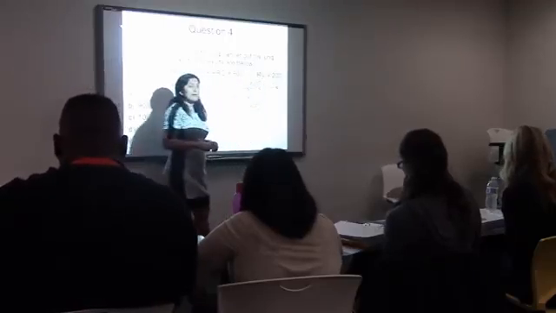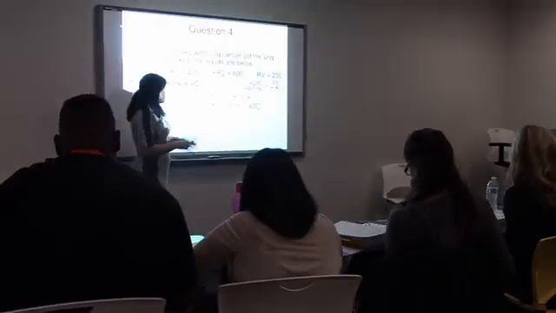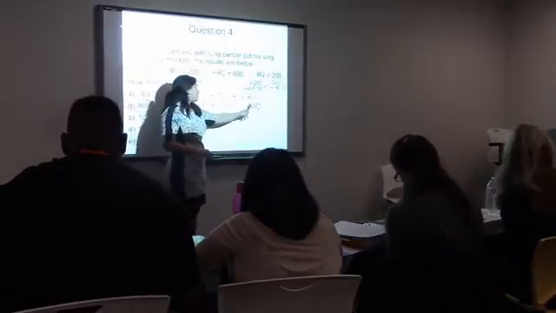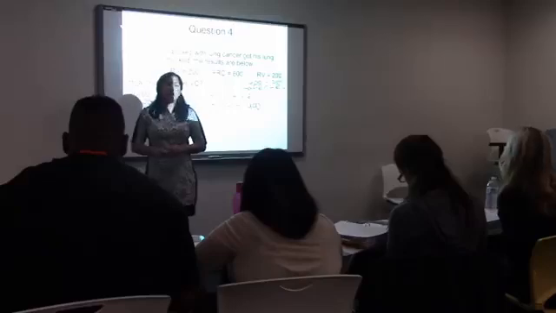So 600 minus 200 gives you 400. So 200 plus 300, 500. 500 plus 400 is 900.